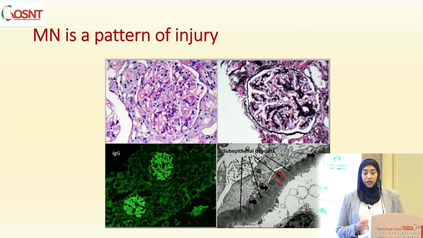Membranous nephropathy got its name from the histopathological changes in the kidney biopsy, with thickening of the glomerular basement membrane, IgG positivity on IF, and subepithelial immune deposits on electron microscopy.